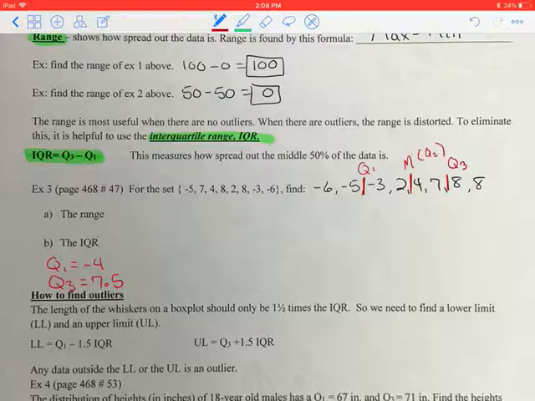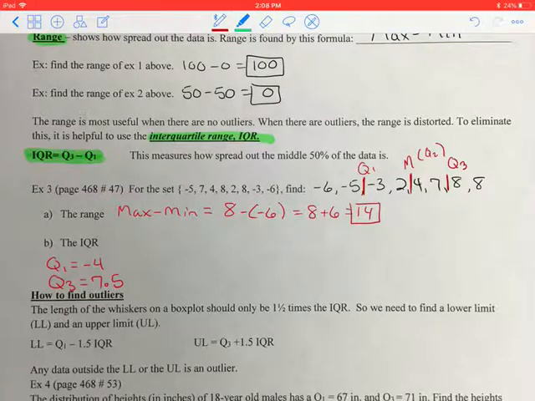All right, so now I'm ready to find the range and the interquartile range. So remember the range is max minus min. So my maximum value is 8. My minimum is -6. So you have to be a little careful. This will be 8 minus -6. That becomes 8 plus 6, or 14. So there's 14 points between the lowest score and the highest score.